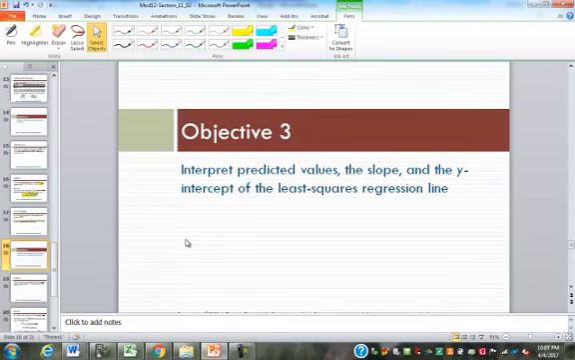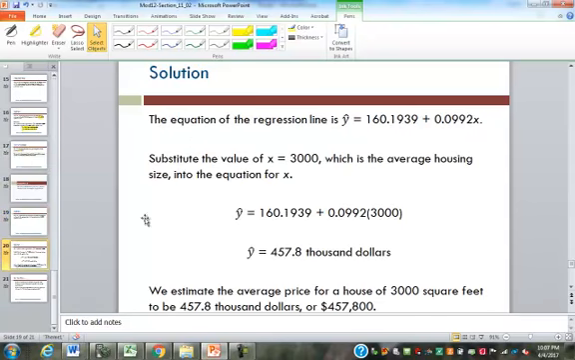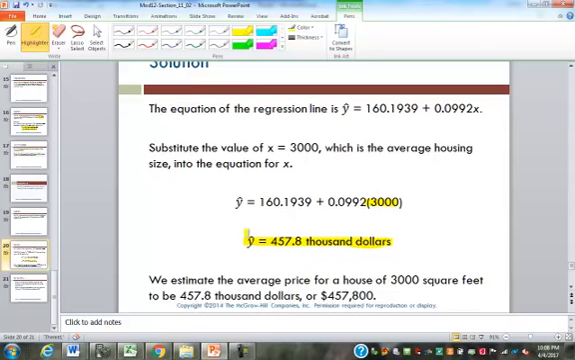Okay, so interpret the predicted values and the slope and all that stuff. So we use that least squares regression. If we want to do a house with 3,000 square feet, we predict its value, put 3,000 for x, just like we did up above for 2,800. We'd predict its value to be 457.8 thousand. Now we're not saying that's what the house should sell for. We're saying we estimate based on the regression relationship that a 3,000 square foot house would sell for $457.8 thousand, or 457,800.